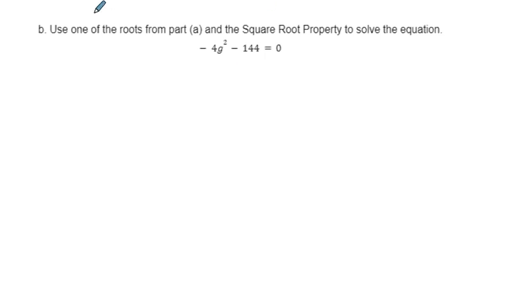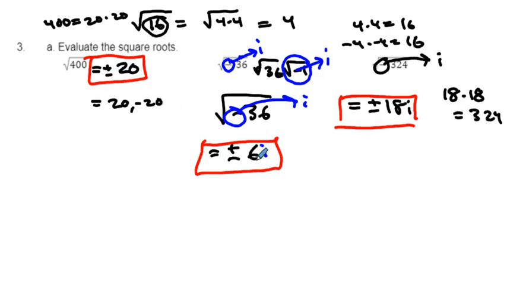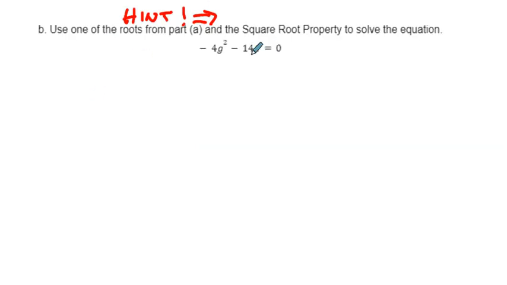Okay, in this video we are going to look at solving this using the square root property, all right? And what we're going to do is it's telling us here that you're going to use one of the roots from part A. So they're giving you a big hint, hint, hint. It means that your answer is going to involve using either 20, 6i, or 18i. So it's going to be one of those things. We'll figure that out as we go.